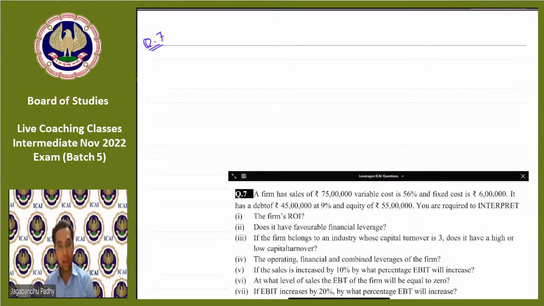The operating and financial and combined leverage of a firm. If sales increases by 10%, by what percentage EBIT will increase? At what level of sales earnings before tax or PBT, profit before tax will be equal to 0? If EBIT is increased by 20%, by what percentage PBT will increase? So, Hiral is asking, does this question include past paper sums also? Yes, Hiral, it does include some of the past paper questions.